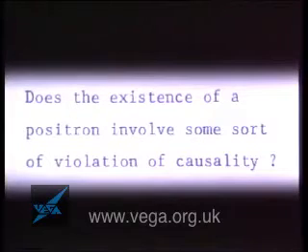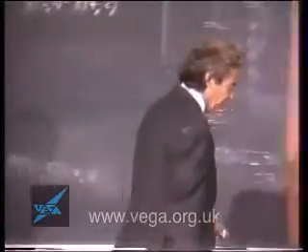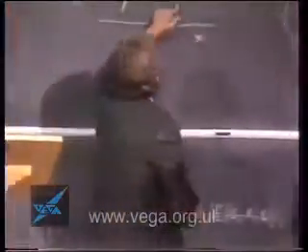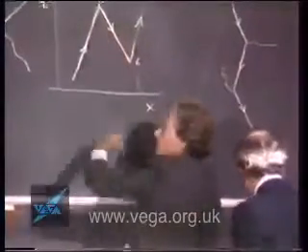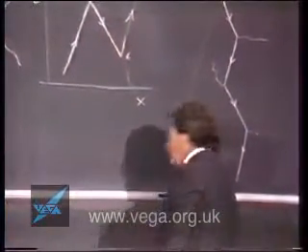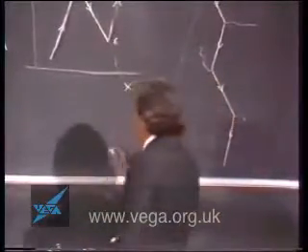Does the existence of a positron involve some sort of violation of causality? No. The question was that my description of the positron here involved apparently some sort of interaction, and yet an electron can be all by itself. That was a completely unnecessary difference. There's not an essential difference.